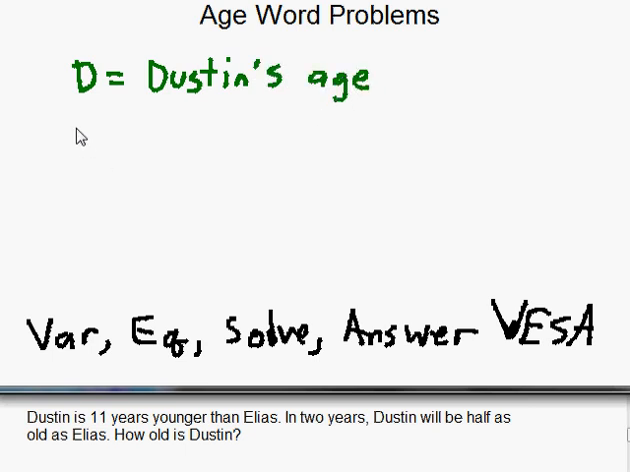And what would the other variable be? Elias's age. Yeah, E equals Elias's age. Okay. In 2 years, Dustin will be half as old as Elias. And Dustin is 11 years younger than Elias. So how do we put this into equations? First of all, that first sentence, Dustin is 11 years younger than Elias. How would you write that?